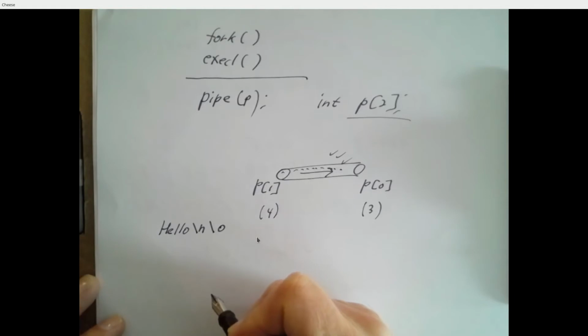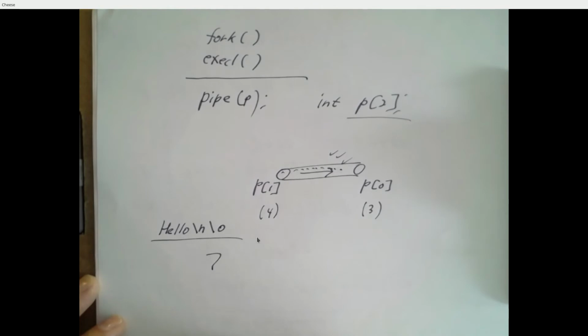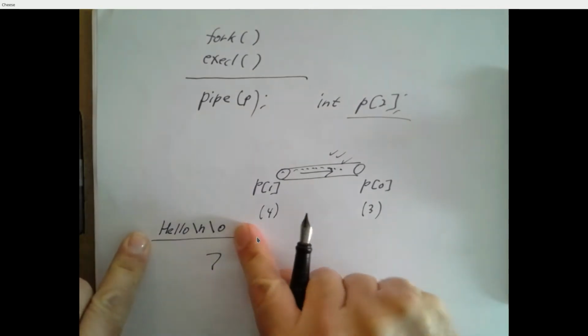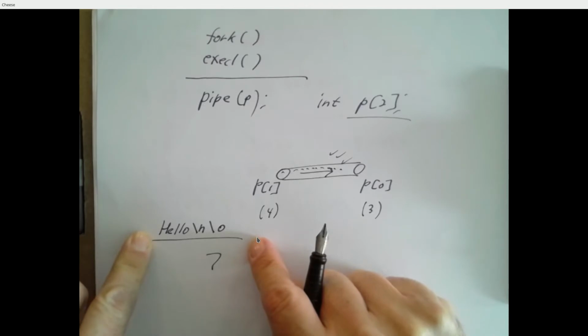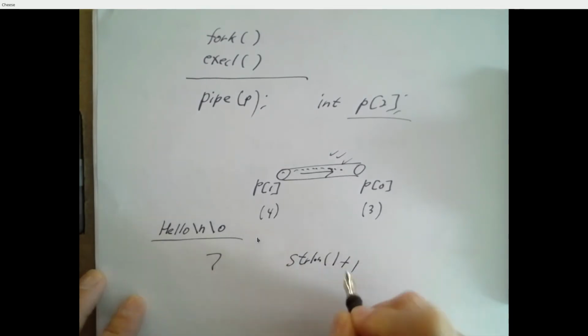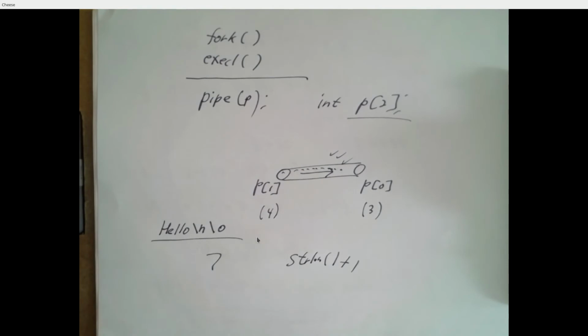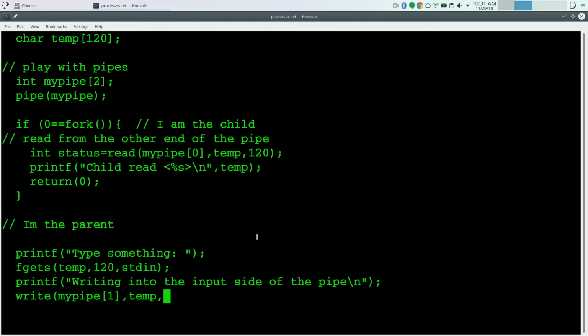So if we want to write everything including the null terminator, we need to write 7 bytes. What's string length of this going to be equal to? 6, right? So string length counts everything except the null terminator. So it looks like we want to write string length plus 1. We could be lazy and just write 120 bytes if we wanted. So let's do that.